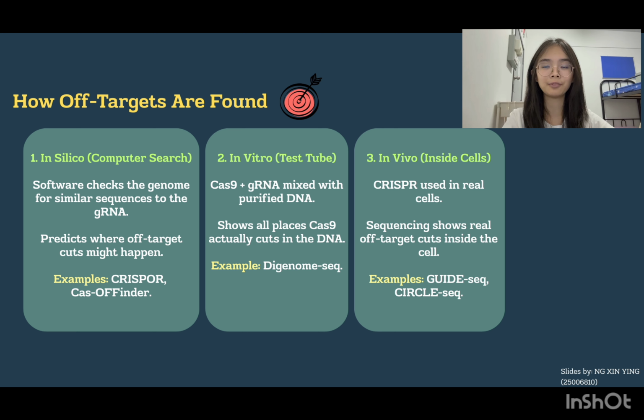By using advanced sequencing methods like GUIDE-seq or CIRCLE-seq, we can identify actual off-target cuts as they happen in a live cellular environment. By combining these computational and experimental strategies, we ensure the highest level of precision in our CRISPR designs.